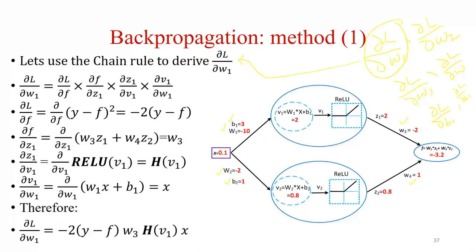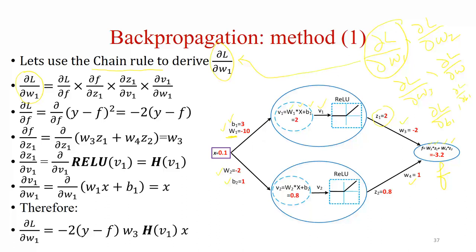Okay, let's take W1 as an example and see what's involved here. If I want to calculate delta L with respect to W1, you will see that the output F is dependent on W3, Z1, W4, and Z2, and Z1 is dependent on V1, and V1 is dependent on W1, X, and B1. We will use this dependency to create my chain rule to derive delta L over delta W1.